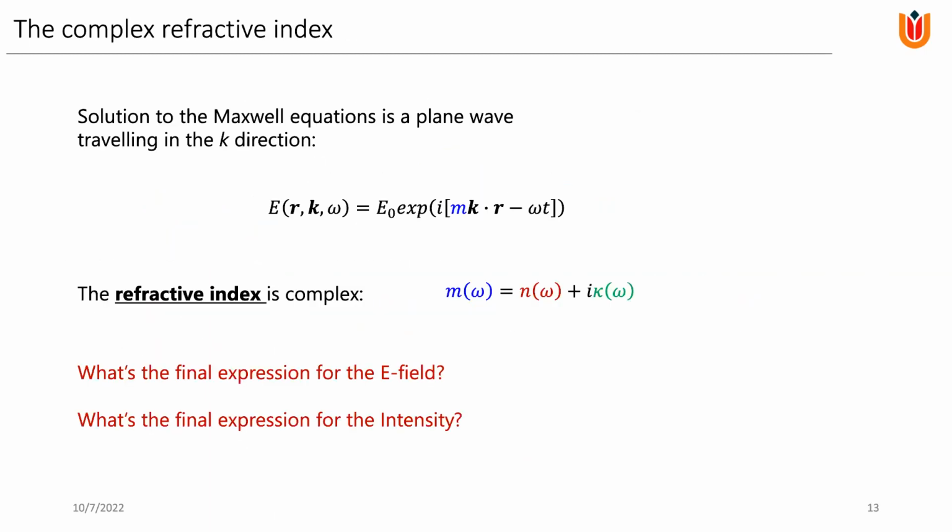So if you look at the solution, the plane wave solution traveling in the k direction in complex form, it's written here with the refractive index appearing just before the wave number, and this refractive index is complex. So we write it as a real part and an imaginary part. So quick question: if you make the substitution, what is the final expression for the electric field, and what is the final expression for the intensity?